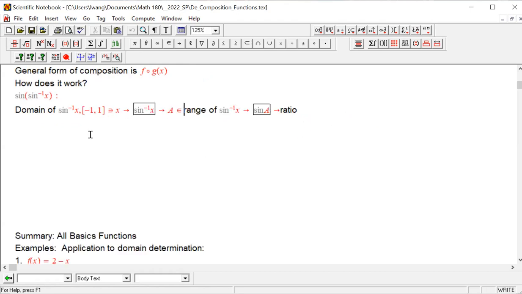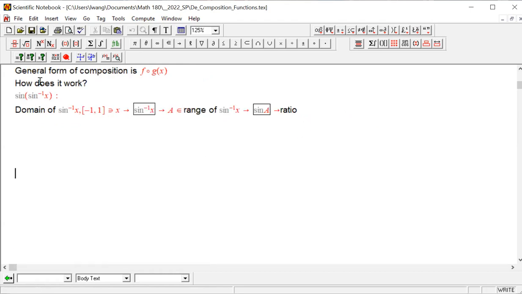So how about F composite G in general? Of course, it also has a flow. And this flow goes like this: first you have an input, and this input is going to be in the domain of G.